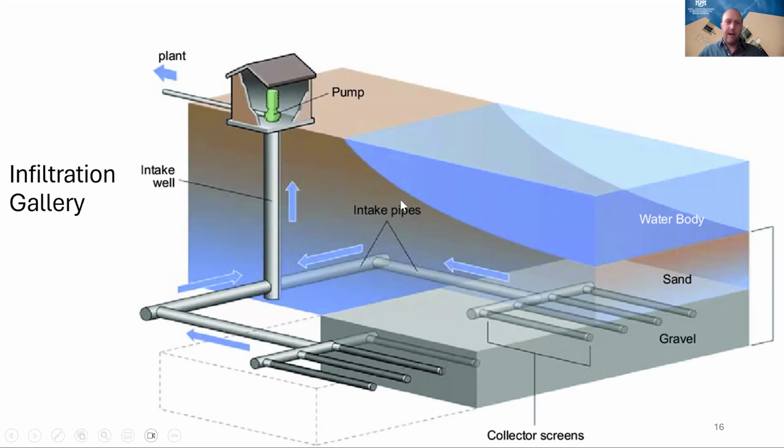And this is another diagram that I thought shows this well of an infiltration gallery. It's just a different orientation of how these pipes are set up, but you can see all these perforated pipes or screened pipes that are underneath the sediment here. The water flows into them, and then they flow through these pipes and are pumped up and then taken to a treatment plant. So that's how these structures work, and these are pretty common throughout this region at least.